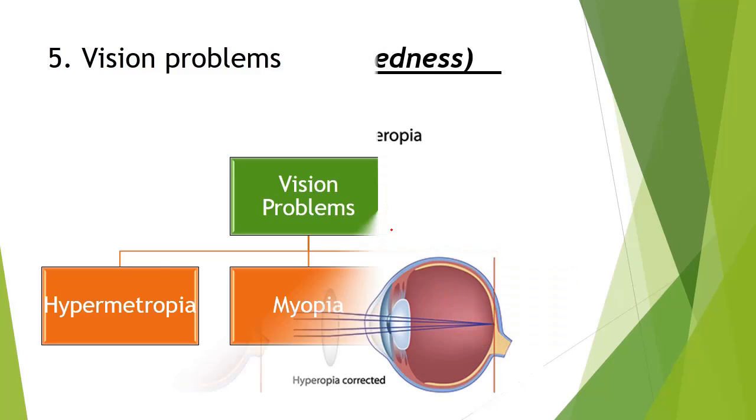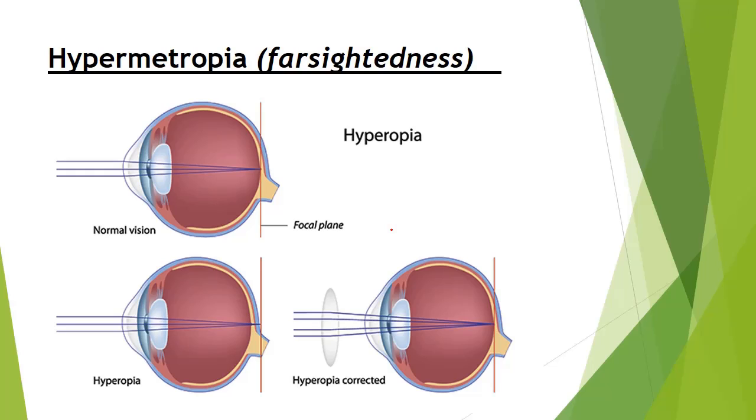Coming to hypermetropia, it is also known as farsightedness. Then next we will read myopia. Myopia is nearsightedness. After reading all this, you will get confused about which one is hypermetropia and which is myopia, so I will give you a trick by which you can remember it easily forever. Hypermetropia is farsightedness. The person who has hypermetropia can see far objects clearly, but cannot see nearby objects clearly.